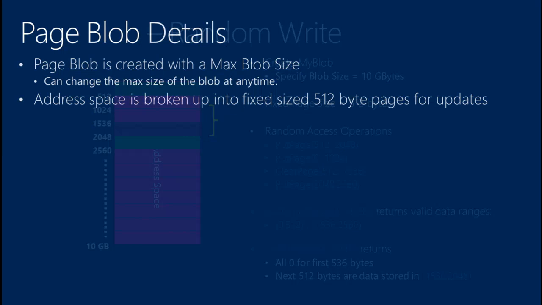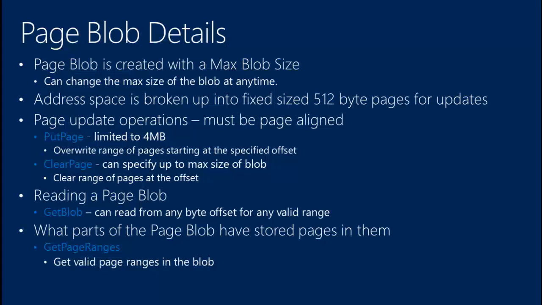Some of the details, page blob is created with a maximum blob size. You can change that at any time. And the address space we talked about is broken up into 512 byte pages. The different operations, you can do a put page. That's limited to 4 MB. And then you can do a clear page. So now you can just say any sort of range, just wipe out this data without having to re-upload zeros.